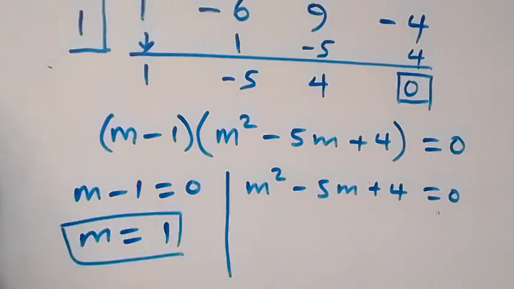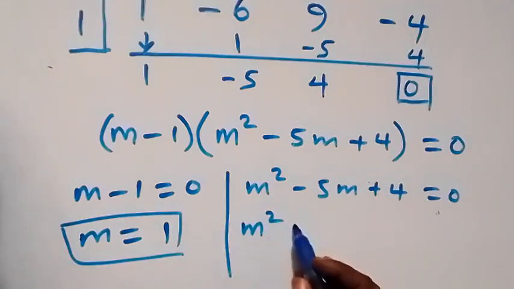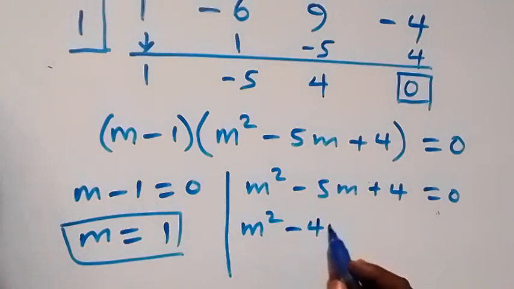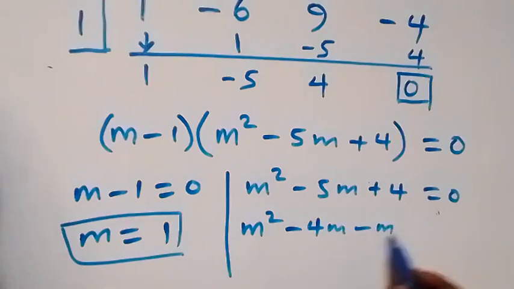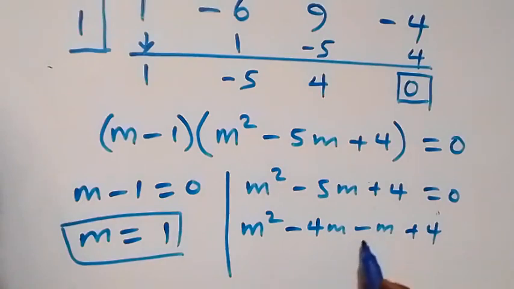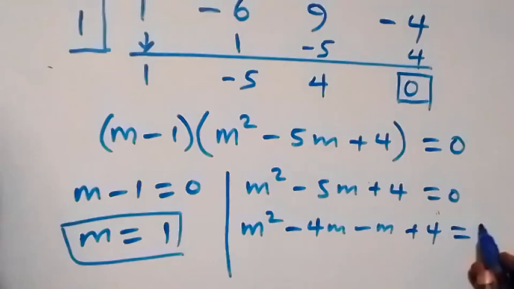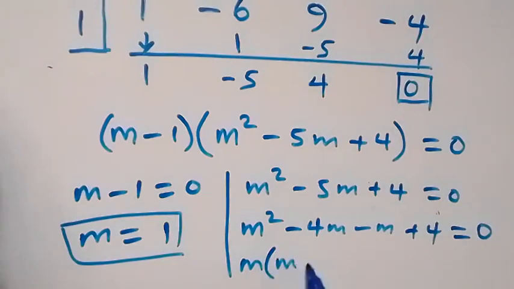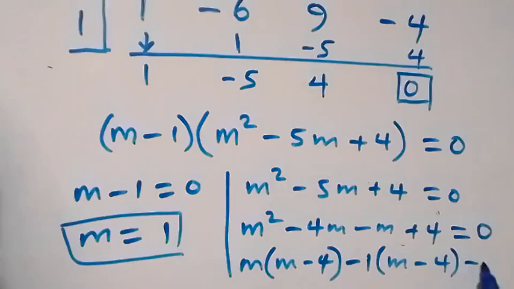And also here, let's solve this. We can factorize. Here we have m squared minus 4m minus m. This will give us minus 5m, then plus 4. When we multiply, it will be plus 4m squared. So this is equals to 0. Now, grouping these two, what is common between these two? We have m, then into bracket m minus 4 left. Then minus 1 is common here, then into brackets also m minus 4 left. Then equals to 0.